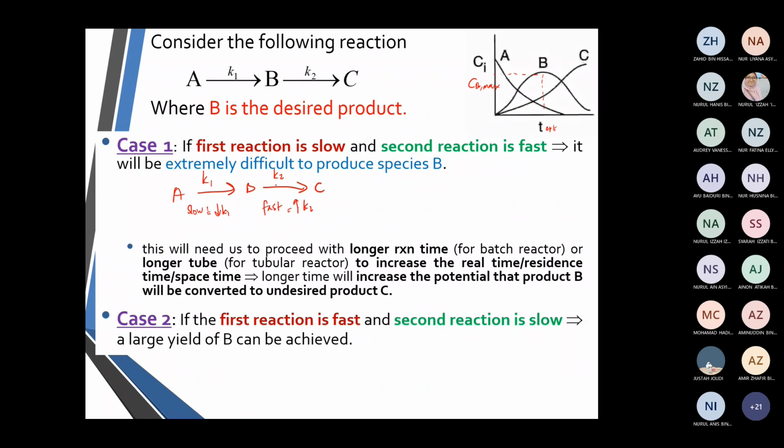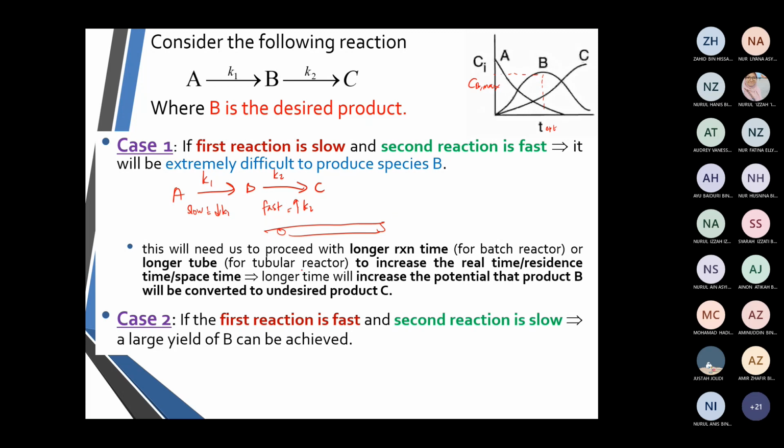Okay, so daripada sini sebenarnya this is not good lah. This will need us to proceed with longer reaction time for batch reactor or longer tube. Okay, perlukan longer tube sebab reaction ni sangat slow. So dia perlukan tube lagi panjang lah dalam tubular ataupun dalam PFR, to increase the residence time or space time. So longer time will increase the potential that product B will be converted to C. Okay, so selagi B ni akan ada, at the same time C ni akan form juga. So this is not favorable lah.